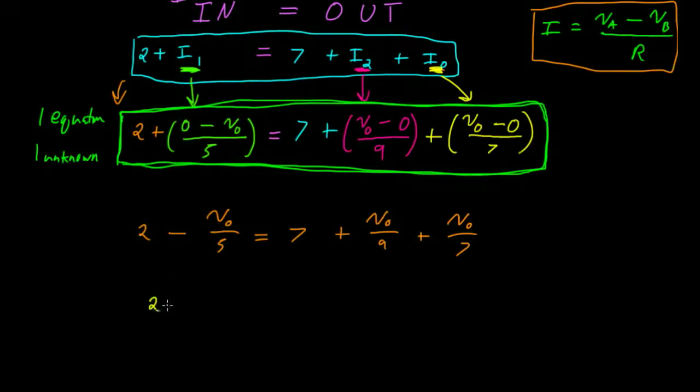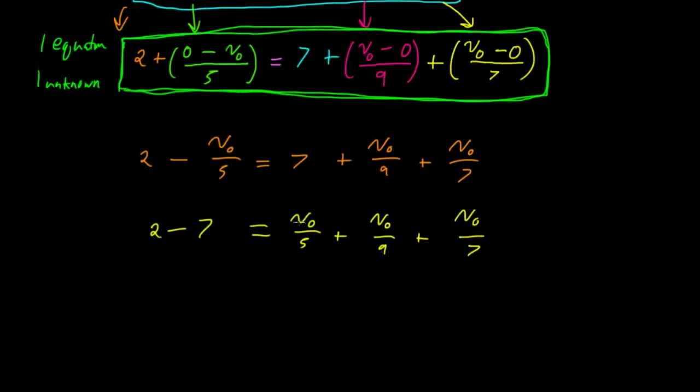So I'm going to be left with 2, and I'm going to subtract 7 from both sides. So I'm going to get 2 minus 7, and now I'm going to add this V0 over 5 to both sides. So 2 minus 7 is going to be equal to V0 over 5 plus V0 divided by 9 plus V0 divided by 7. And now what I'm going to do is I'm going to factor out the V0 from everything on this side of the equation. And I'm also going to simplify this, right? Because 2 minus 7, I can just simplify that. That's going to be minus 5.